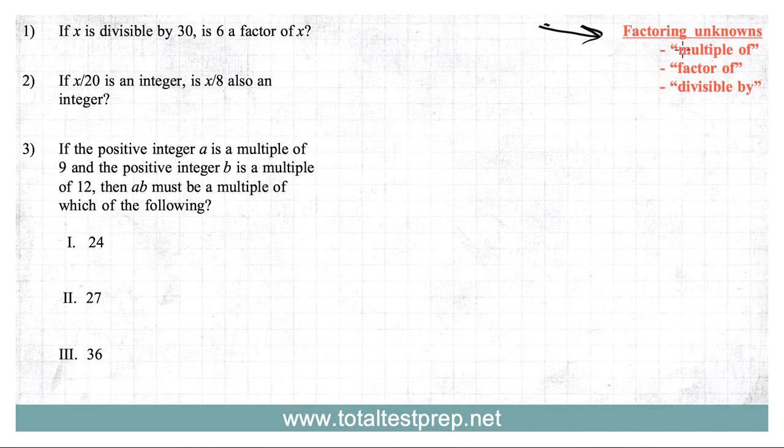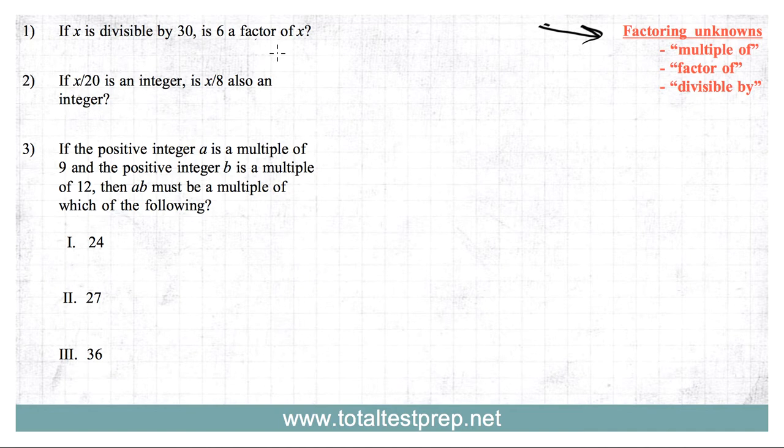So keep in mind that for these questions, you'll see these keywords often: multiple of, factor of, divisible by, with some variables. These are more or less interchangeable, as you'll see in a second. So we're told that x is divisible by 30 and asked if 6 is a factor of x. Another way to think about this is to say, well, x is a multiple of 30 if it's divisible by 30.